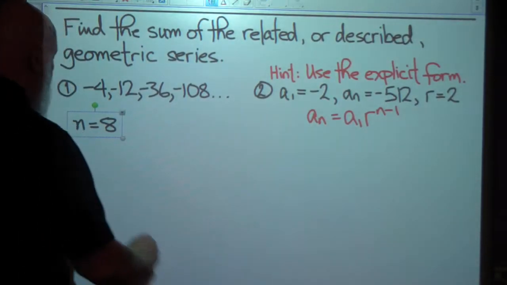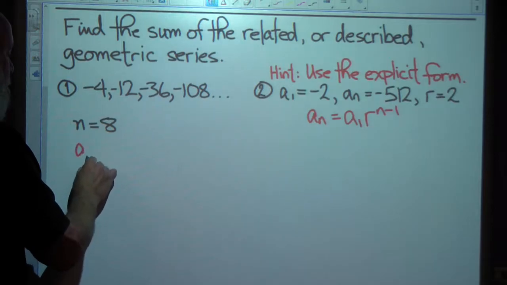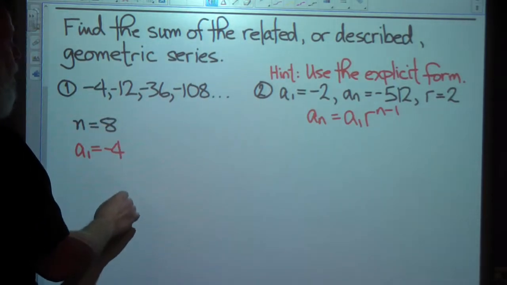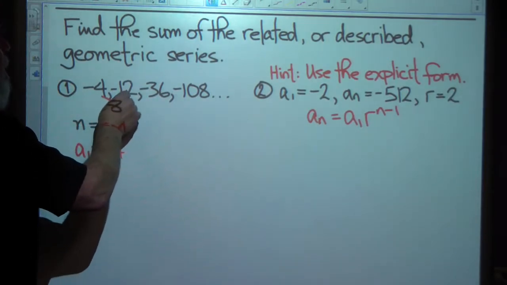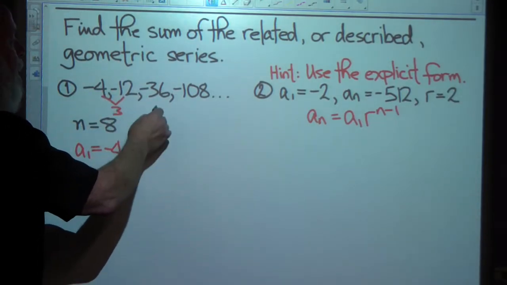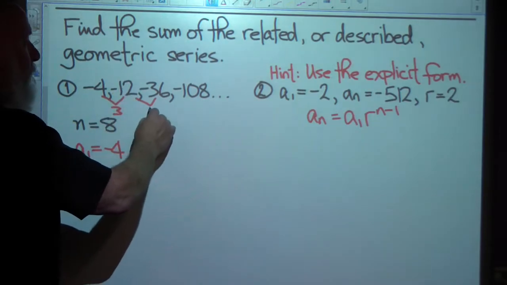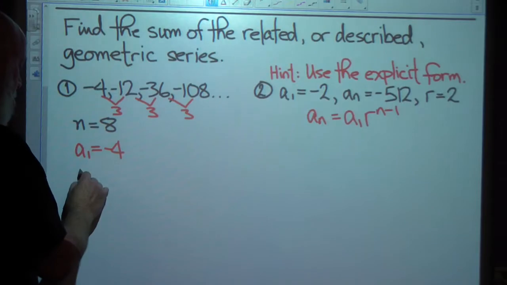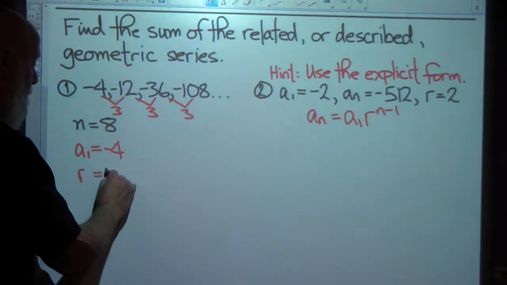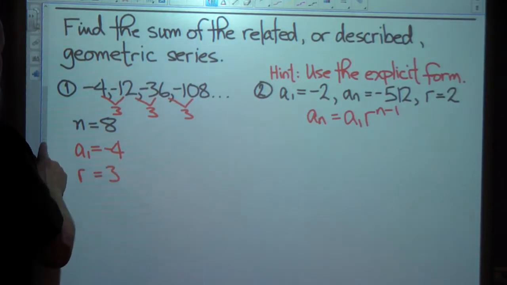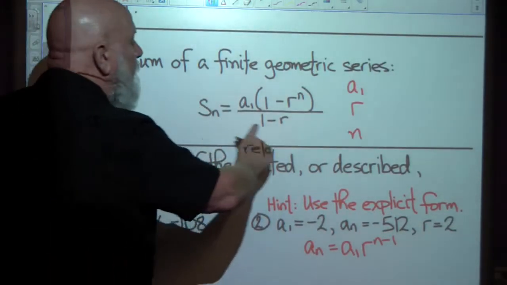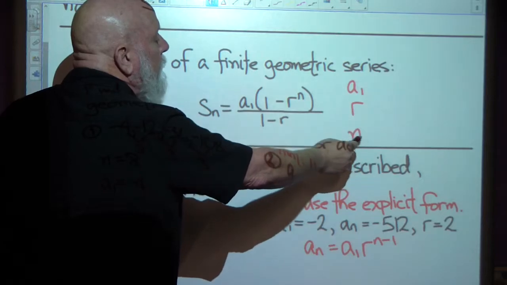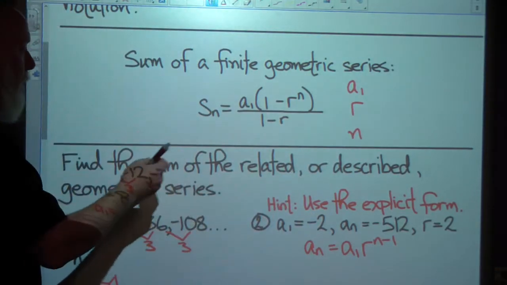I'm going to figure out the first term. Well, that's easy enough. -4. Now I got to find R. Well, I find that just by -12 divided by -4 is 3. -36 divided by -12 is 3. So we can easily see that R is, in this case, 3. Now I'm going to use my formula right here. And I'm going to plug in everything I know, first term, common ratio, and the number of terms, and try not to make any mistakes.